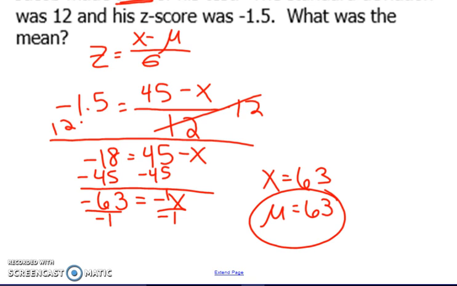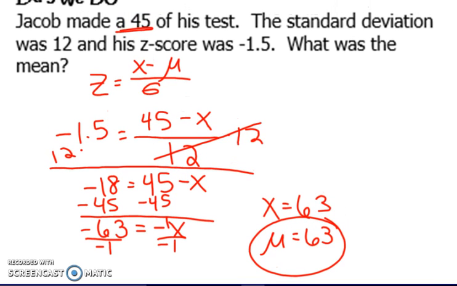My average is 63. And if we look, he had a negative z-score, so that means his test score fell below the average. Well, his test score was a 45, and that's below 63. So it does make sense.